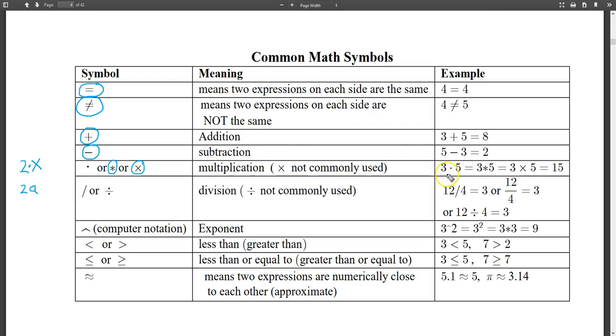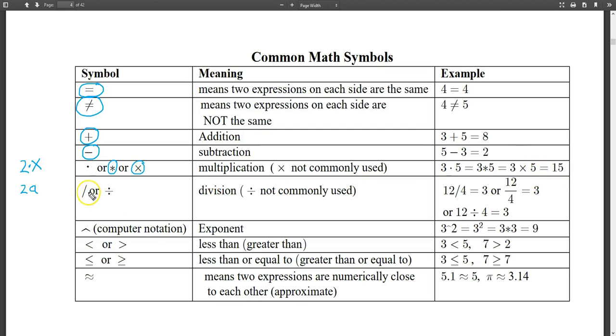So for example over here, 3 dot 5 means 3 times 5, or 15. 3 with an asterisk or star like this, 3 asterisk 5, is 15 as well. And then of course 3 times 5 here is 15.